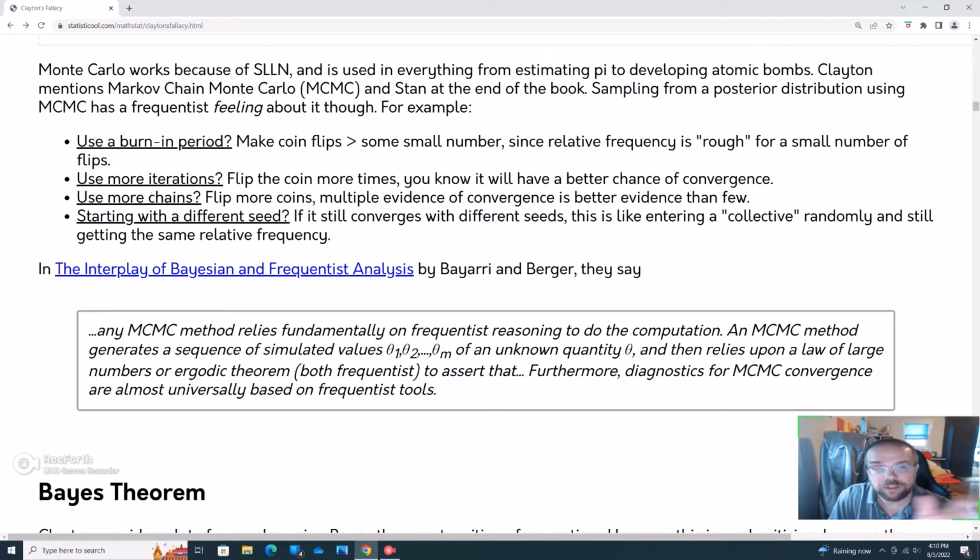Clayton mentions Markov chain Monte Carlo and Stan at the end of the book.